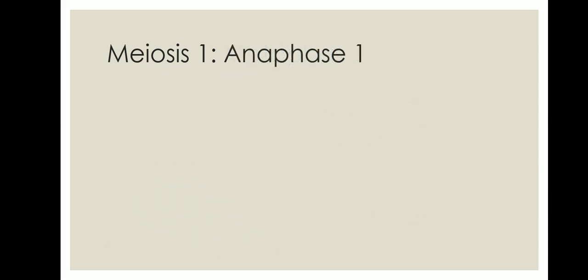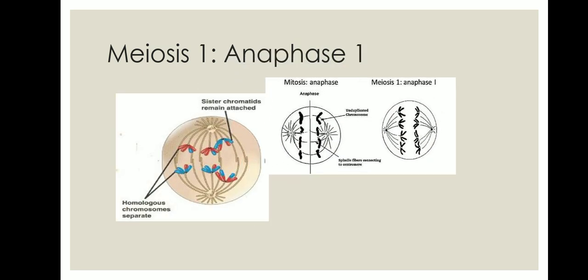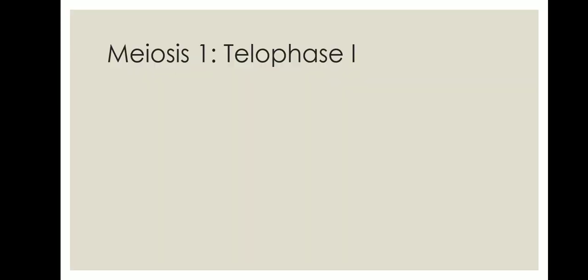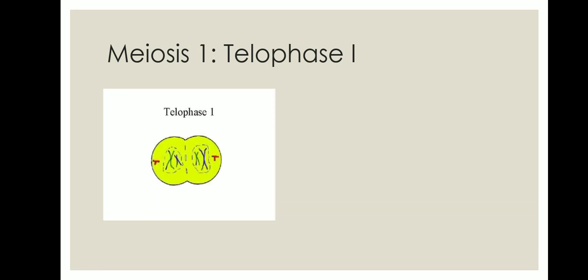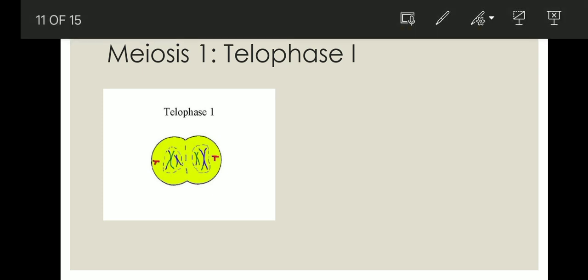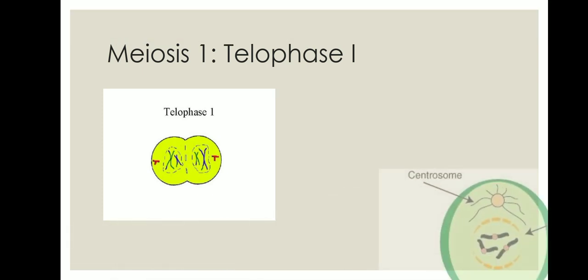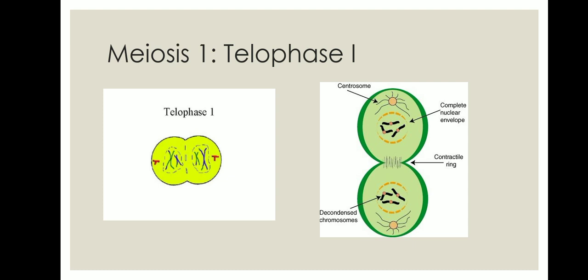During this stage, homologous chromosomes separate and migrate to the two poles of the cell. Importantly, the sister chromatids remain attached at their centromeres. The final steps of meiosis 1 are telophase 1 and cytokinesis. Here, the cell divides into two daughter cells. Each of these two cells now undergoes meiosis 2.